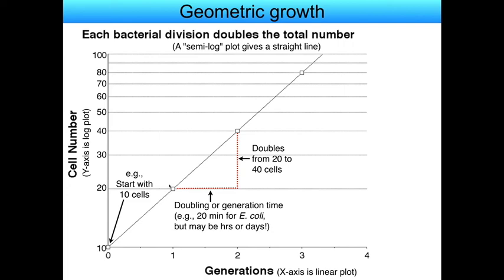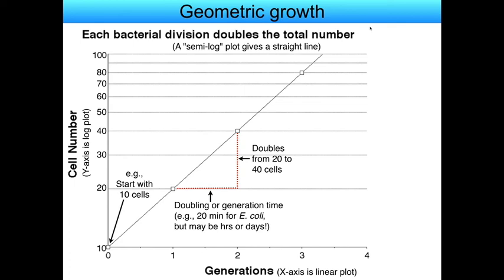So imagine starting with just 10 cells. 10 goes to 20 in one generation. 20 goes to 40 in another generation. 40 goes to 80 in the third generation. 80 goes to 160 in the fourth generation, and so on.